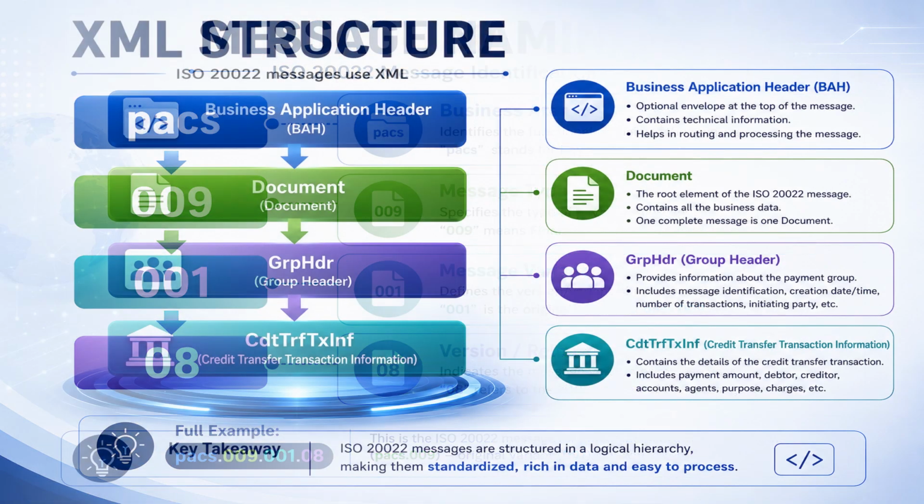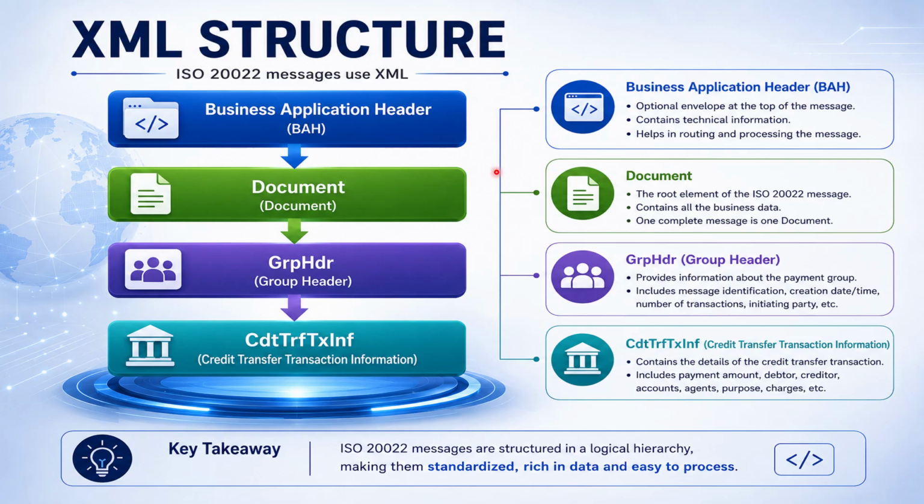Like other ISO20022 messages, PACS009 follows a structured XML hierarchy. At the top is the business application header, which contains routing information. Next comes the document element. Inside the document, you'll find the group header, followed by the credit transfer transaction information, which contains the payment details. This standardized structure enables automation and interoperability.